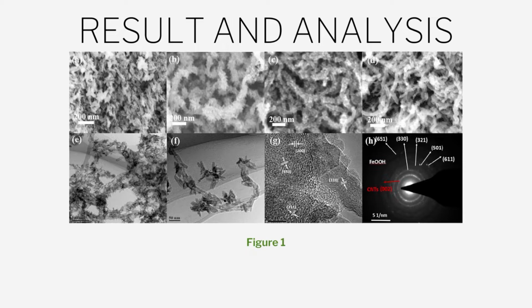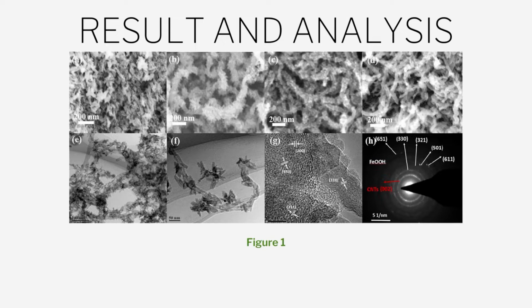It clearly shows that the obtained ferric hydroxide oxide crystallizes with spindle morphology aligned uniformly on the CNT surface, and the ferric hydroxide oxide shows an average diameter of 10 nanometer and an average length of 60 nanometer. High resolution TEM micrograph is shown in figure 1G.